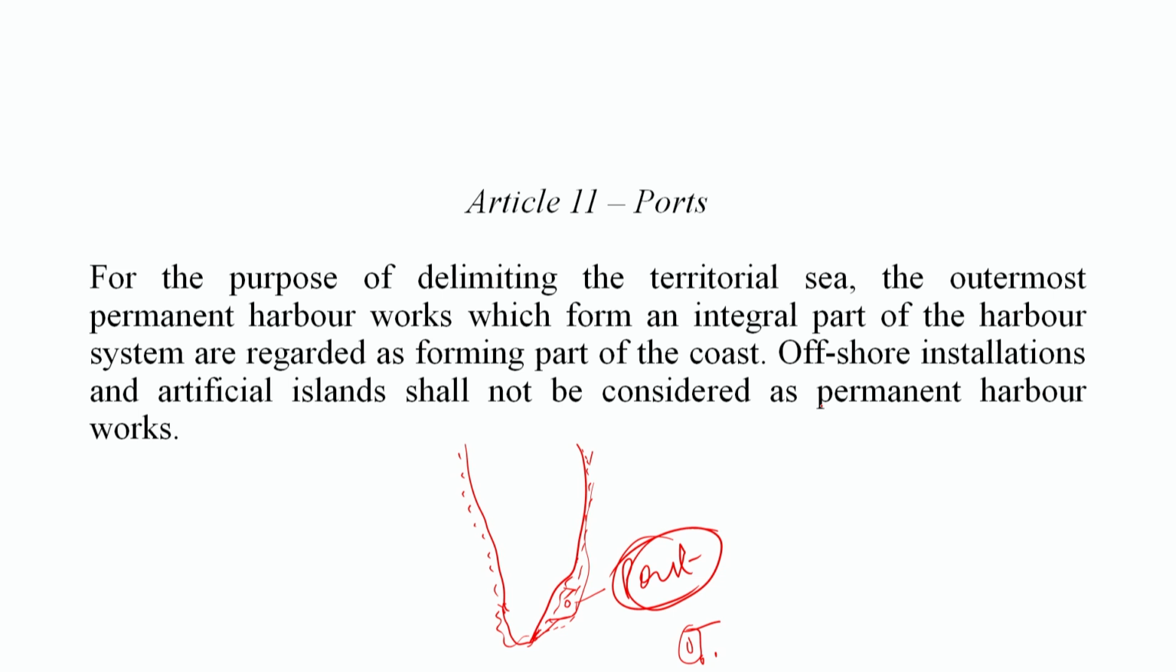So it says, for the purpose of delimiting the territorial sea, the outermost permanent harbor works which form an integral part of the harbor system are regarded as forming part of the coast. Offshore installations and artificial islands shall not be considered as permanent harbor works. This is like a natural island. There can be an artificial island created. In that case also we will not consider this artificial island for the purpose of delimiting the territorial sea. Delimiting the territorial sea means firstly drawing the baseline, and after that, from that baseline point, we determine the territorial waters.